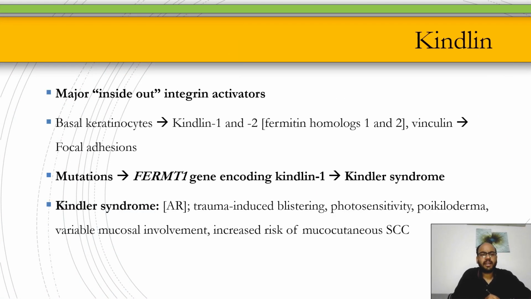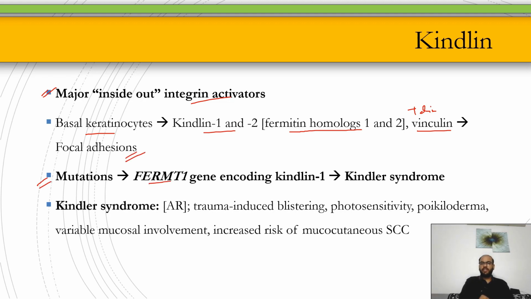Kindlin is a major inside-out integrin activator. Now, what do you mean by that? Inside-out is, we know from the previous diagram that Kindlin is inside the cell and they're going to activate integrins so that they can attach themselves to the lamina densa. So the signals to attach come from inside the cell to outside the cell. So they are the major inside-out integrin activators. So basal keratinocytes have Kindlin 1 or 2, which are formed in homologs 1 and 2. Vinculin, talin, these are additional molecules and they provide focal adhesions.